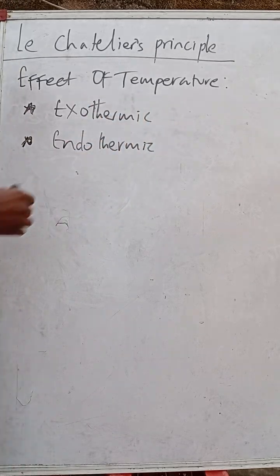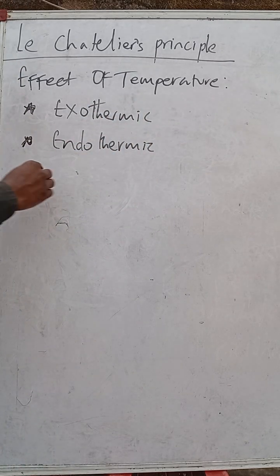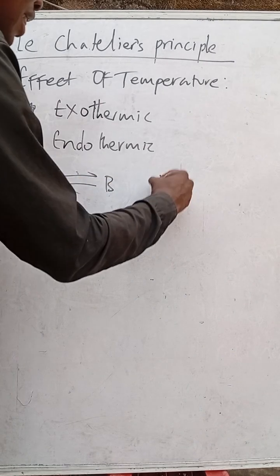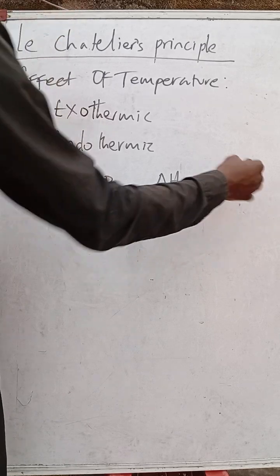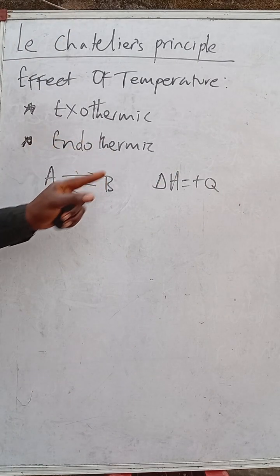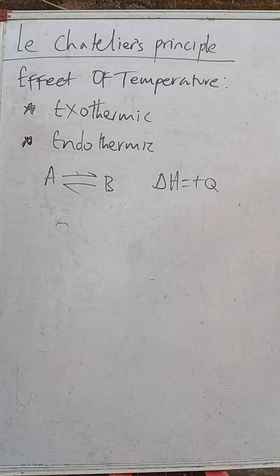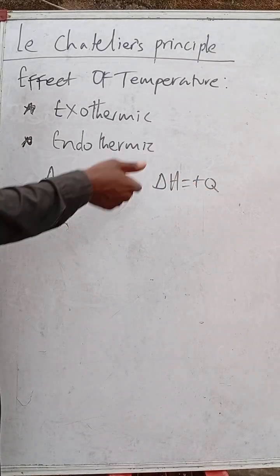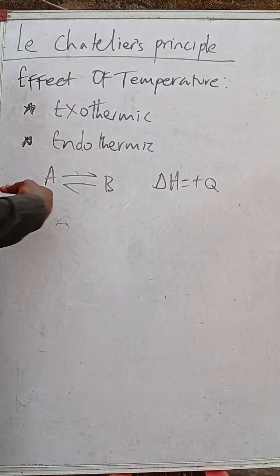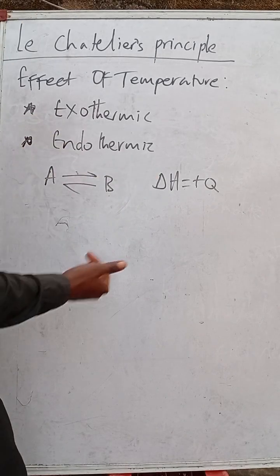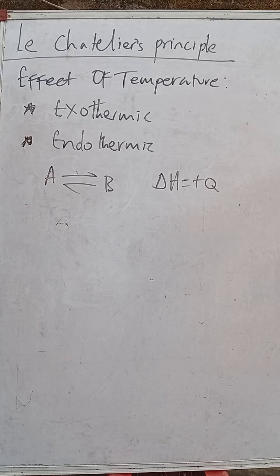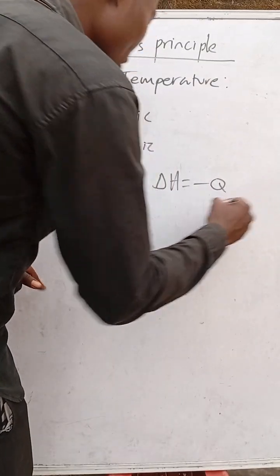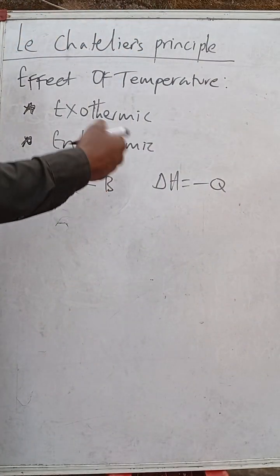For an equilibrium reaction, for instance A to give B, if delta H for this reaction is plus Q, where Q is a number, it means that the forward reaction is endothermic. Because delta H is positive, the forward reaction is endothermic. It means that the backward reaction is exothermic. Now, what if we have a minus Q here? It means the forward reaction is exothermic and the backward reaction is endothermic.